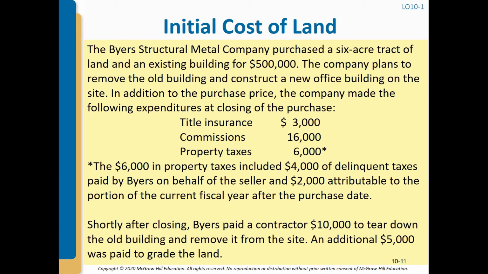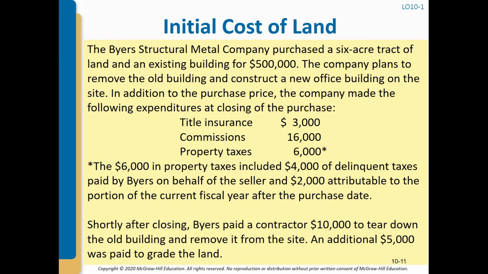So here is another example. The purchase price of the building is 500,000. The company plans to remove the old building and construct a new one. In addition to the purchase price, the company made the following expenditures at closing of the purchase: title insurance, commissions, property taxes. The 6,000 in property taxes included 4,000 of delinquent taxes paid by the buyers on behalf of the seller, and 2,000 attributable to the portion of the current fiscal year after the purchase date.